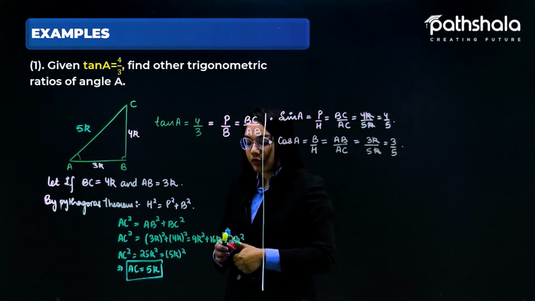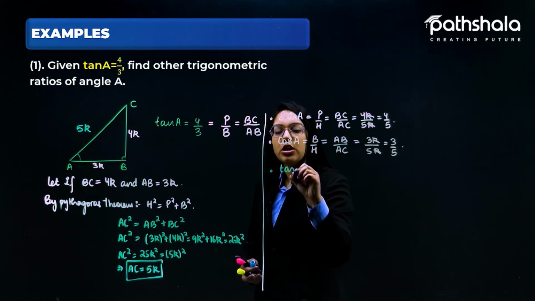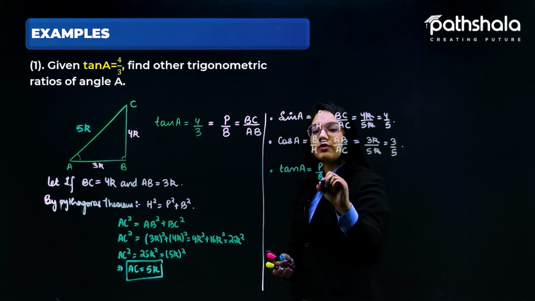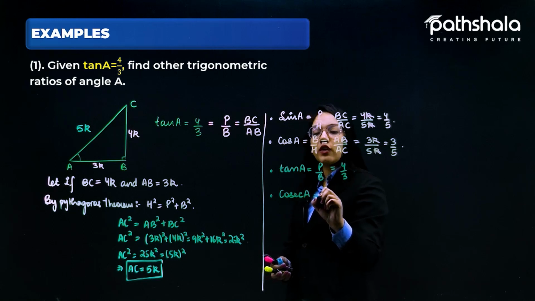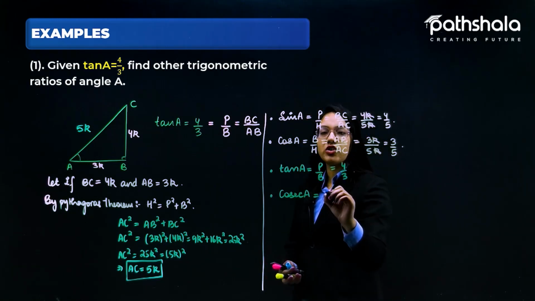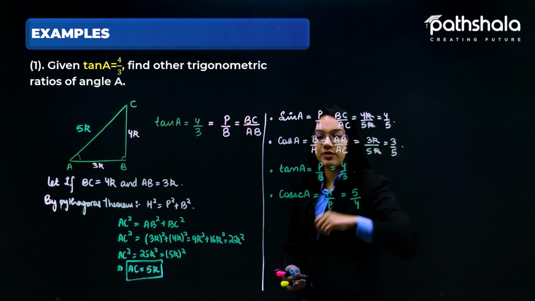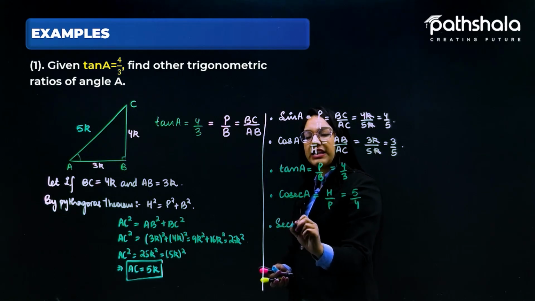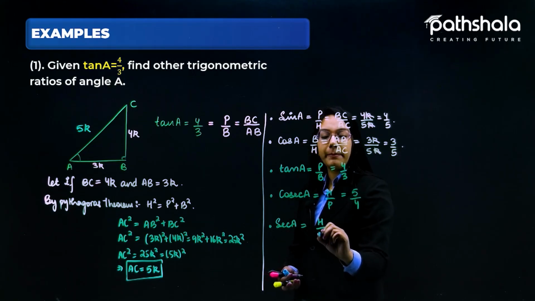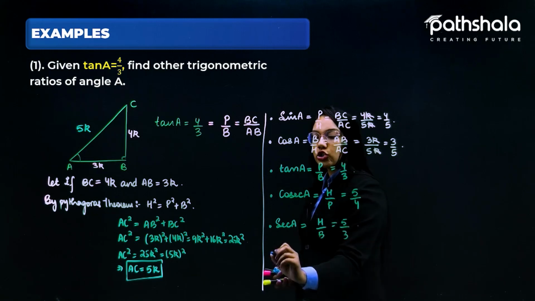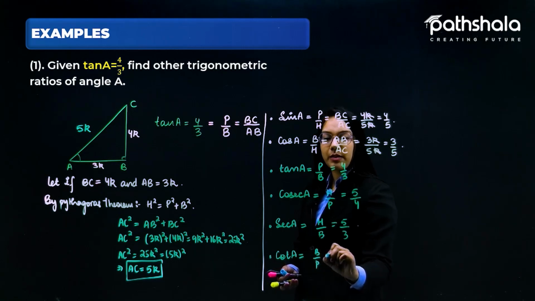Now let's move on to the tangent of A. We definitely know the tangent of A is perpendicular by base, which is already given to us as 4/3. Now the cosec of A is the reciprocal of sine of A, which is H by P, so this is 5/4. Sec of A is the reciprocal of cos of A, which is H by B, so it is 5/3. Cot of A is the reciprocal of tan of A, which is B by P, so it is 3/4.